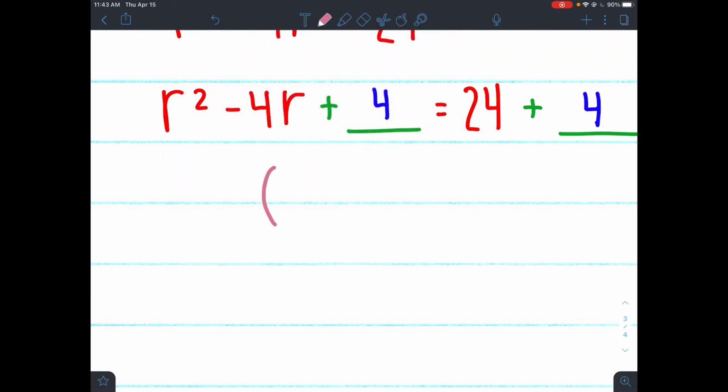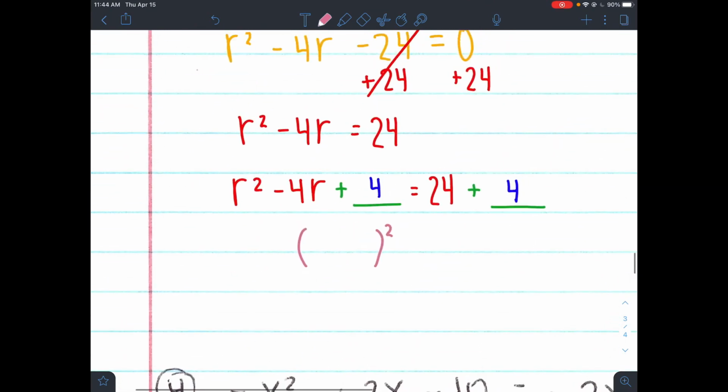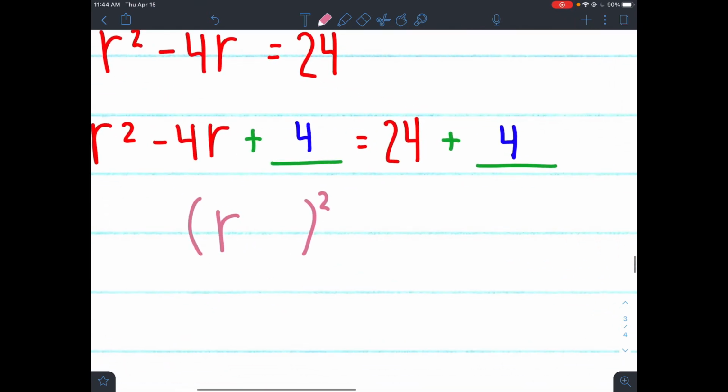Now, in the last few problems, we've used x. So that's why there's always an x in the front, because we have x in our problem. Well, what variable are we using in this problem? R. So we know it's going to be an r here. We just don't know what that number is yet.